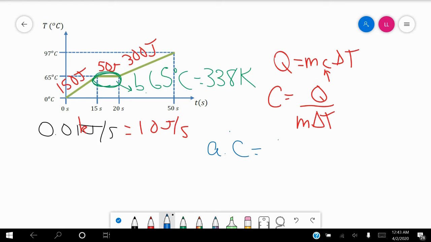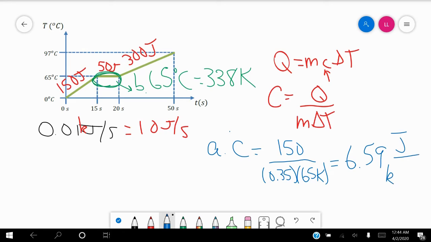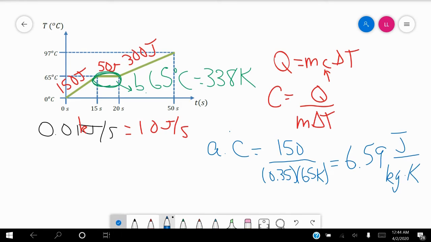So we added 150 joules of heat. They tell us that there's 0.35 kilograms. And the temperature change is 65 degrees. You can leave that in Celsius or Kelvin. Remember, a 1 degree change in Celsius is a 1 degree change in Kelvin. So for the liquid phase, the specific heat would be 6.59 joules per kilogram times Kelvin. So there's your answer to part A.